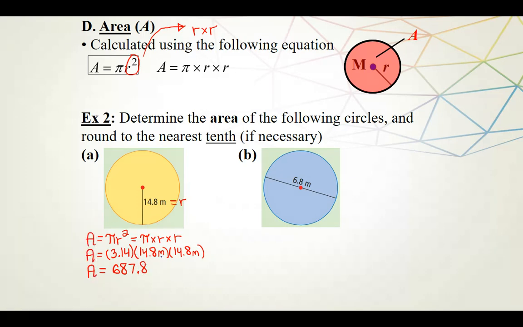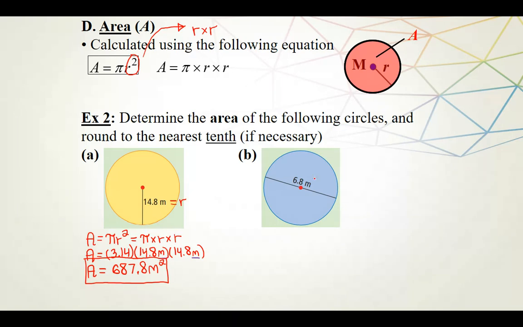Now you got to be a bit careful about the units here. So if you look at the actual units, what I'm doing is I'm multiplying meters times meters together. So what you have is repeated multiplication of a base, which is meters, and it occurs 2 times. Therefore, the units for area are actually going to be square meters. So you'd have area would be 687.8 square meters, or meters squared.